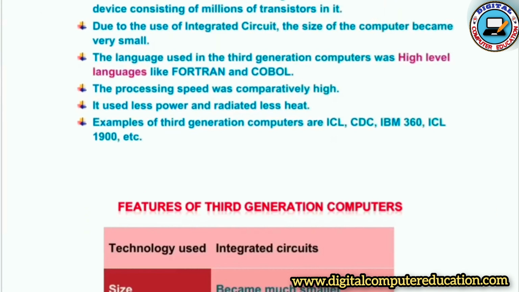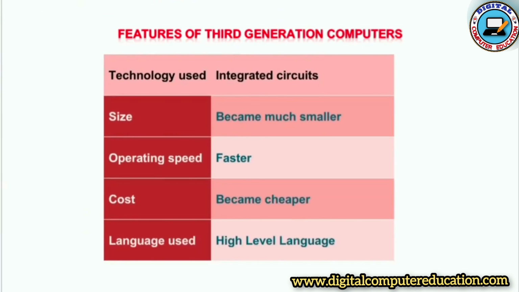Now moving forward, features of third generation computers. Technology used: integrated circuits. Size became much smaller than second generation computers. Operating speed faster than second generation computers. Cost became cheaper than second generation computers. Language used: high level language.